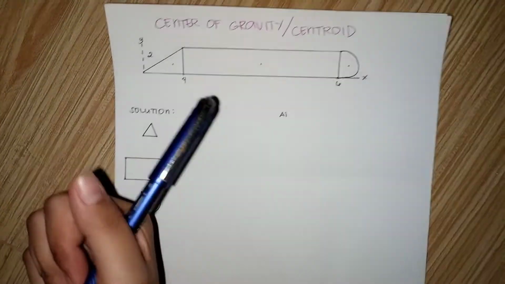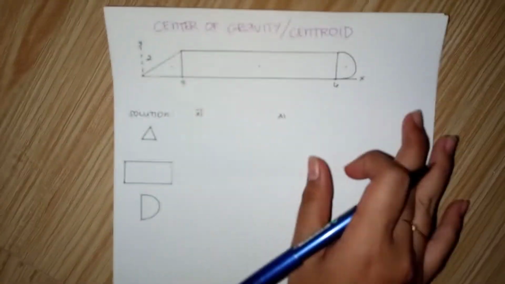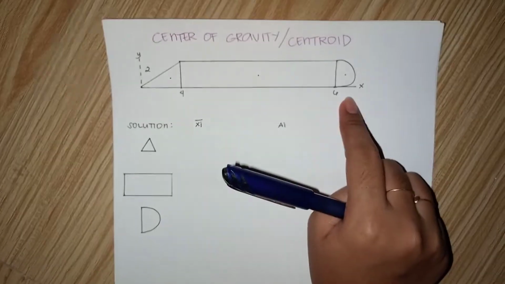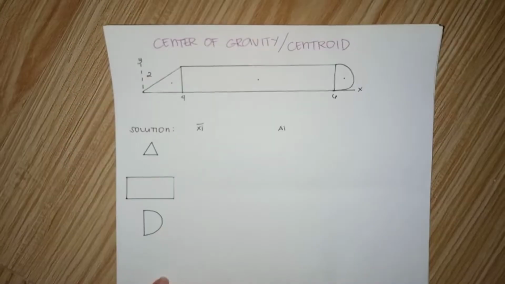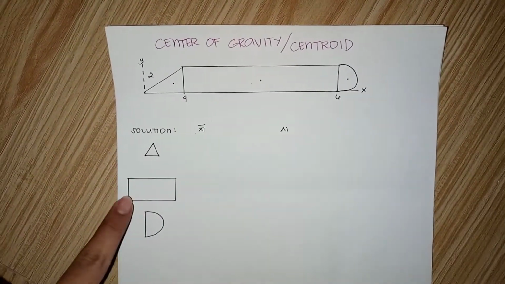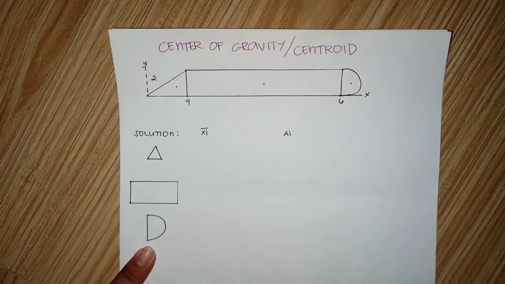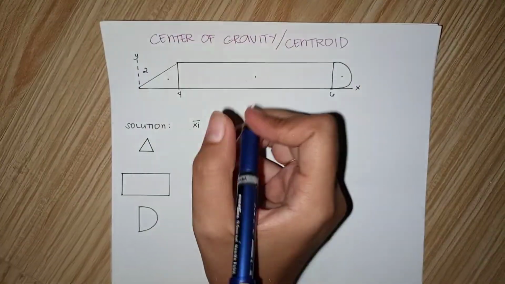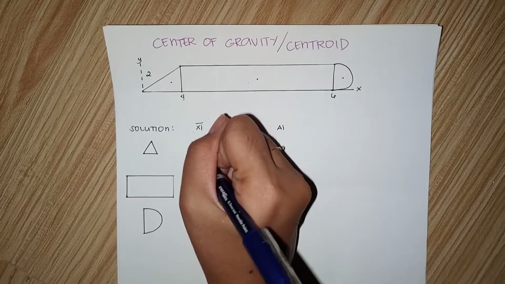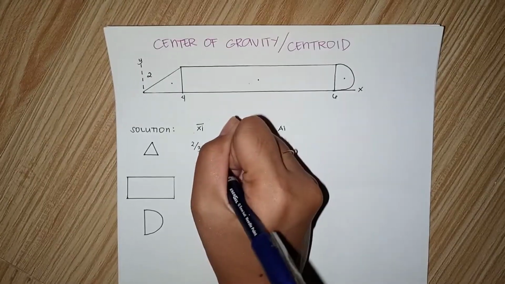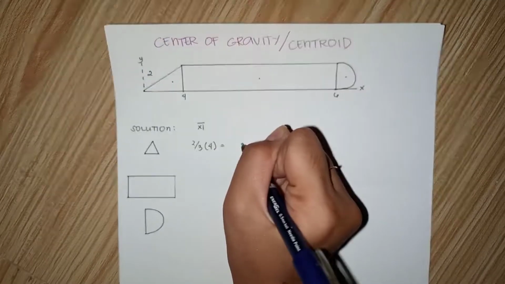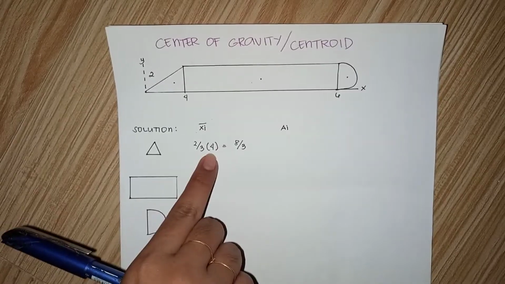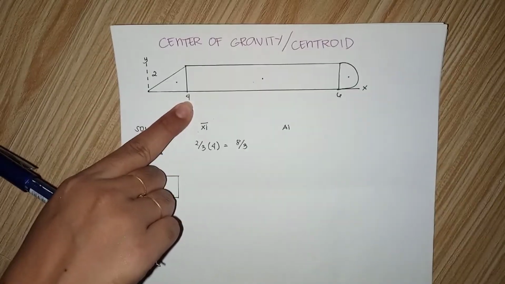Hi guys, this is the center of gravity or centroid, and we have this figure that we're going to solve. First the triangle, next one is the rectangle, and then the parabola. So the solution is triangle, rectangle, and the parabola. We're going to find the x-bar and the area. For the triangle: 2/3 times 4 is equal to 8/3. This 2/3 here is constant, and the 4 is this one.